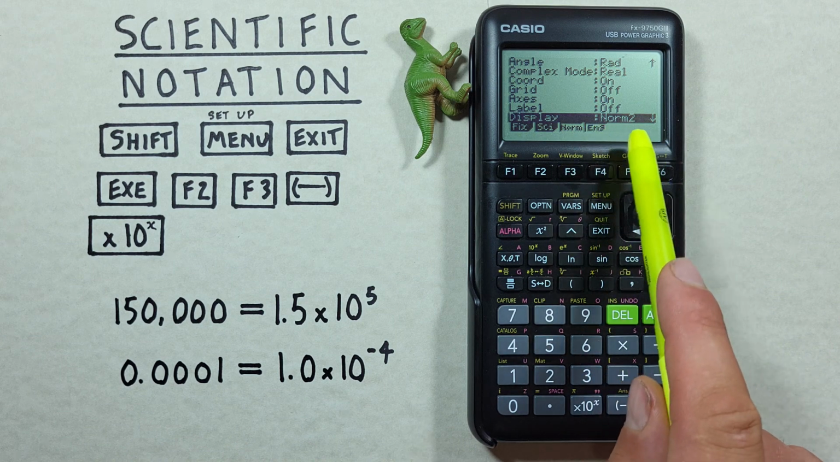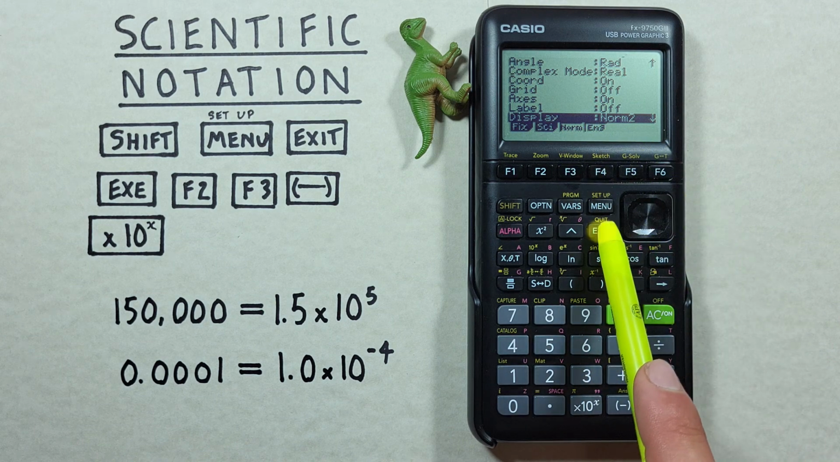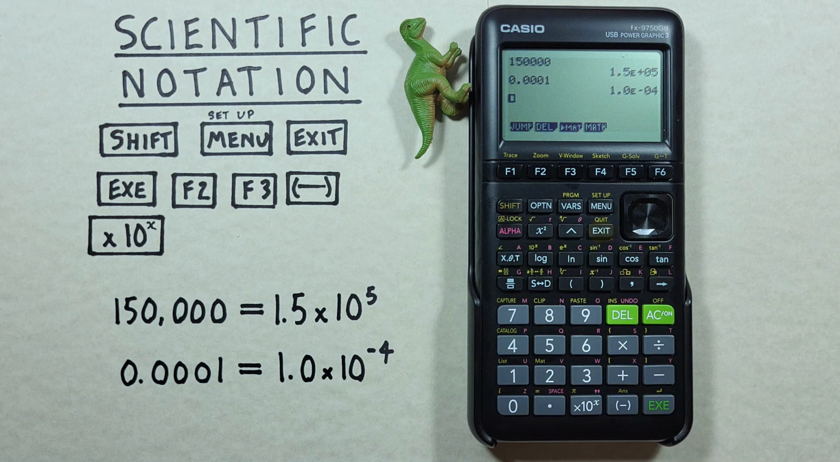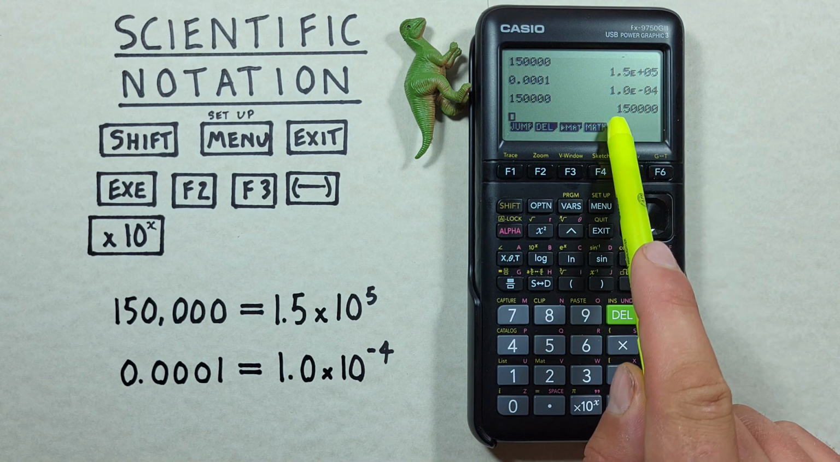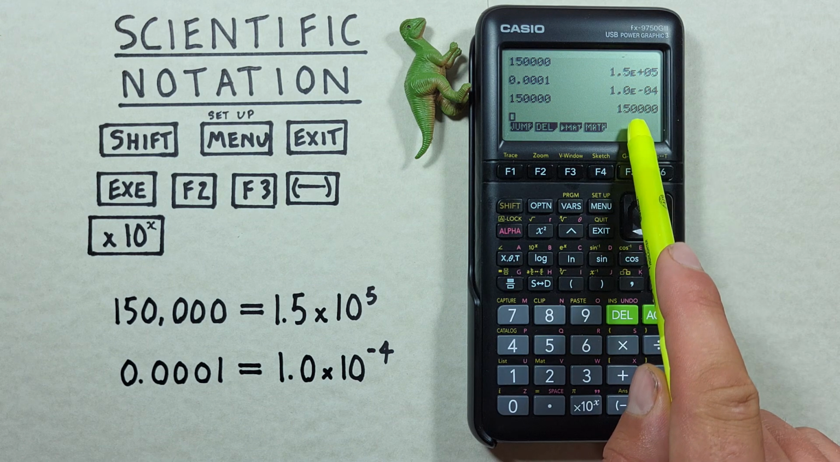Once we've selected normal mode, we can hit Exit to leave this menu again. And now we see, if we enter our 150,000, it still displays as 150,000 with all the digits.